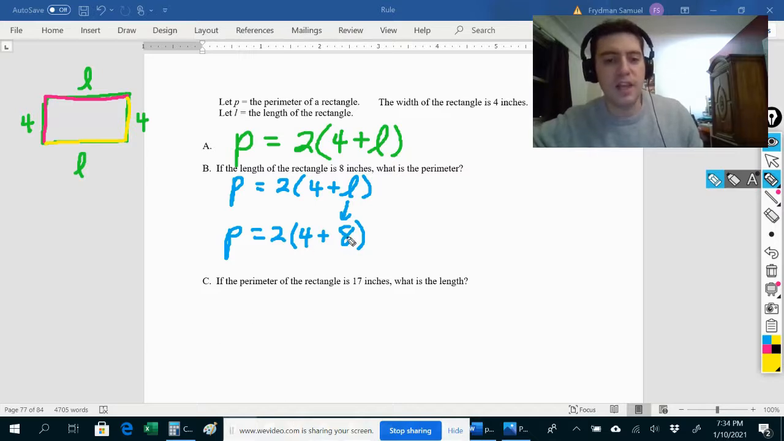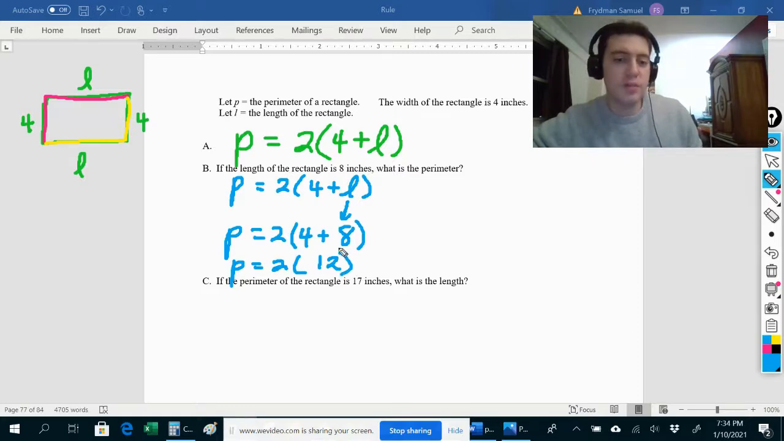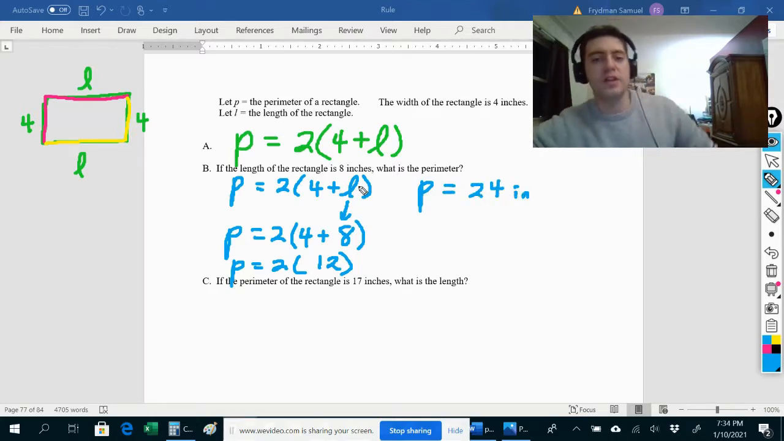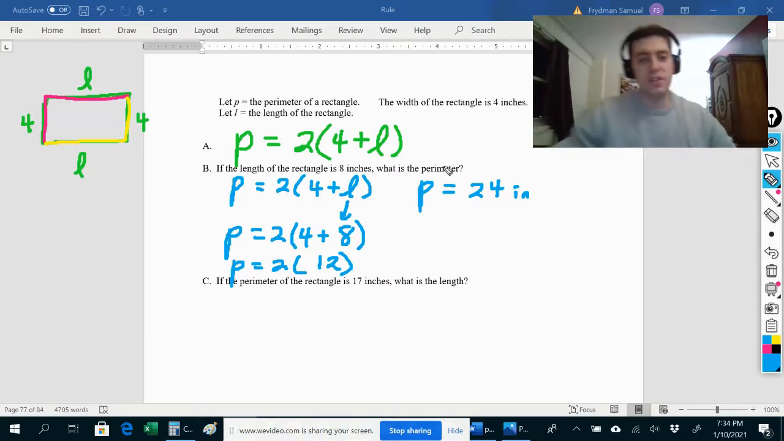So 4 plus 8 is 12. So we have the perimeter is equal to 2 times 12. We just kept the 2 over here. And 2 times 12 is 24. So our final answer here is P equals 24. Let's just throw the inches in there. IN for inches, because everything is being measured in inches here.